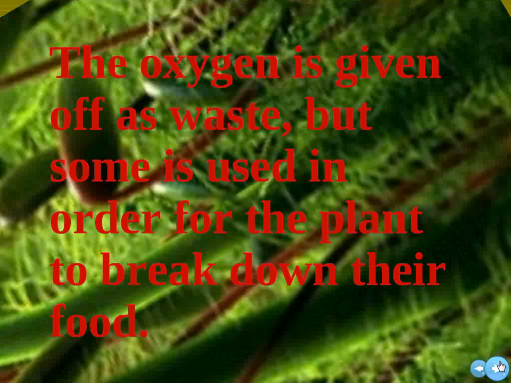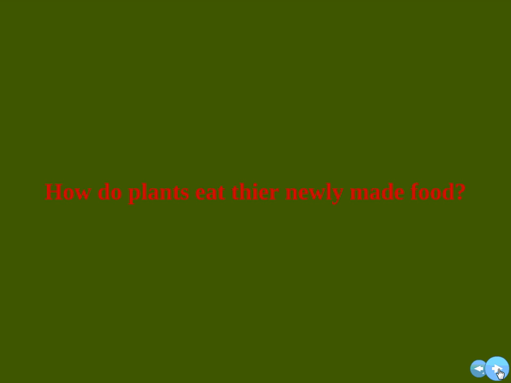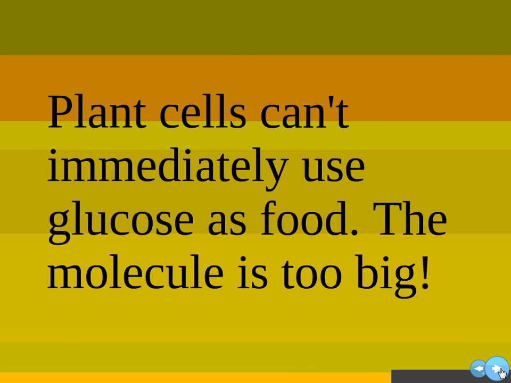Okay, the oxygen is given off as waste, but some is used in order for the plant to break down their food. So, oxygen is waste, but some of it is actually used to break down the glucose. How do plants eat their newly made food? Knowing, of course, that they don't actually eat, but what do they do with this newly made food? Plant cells can't immediately use the glucose as food because the molecule is just too big.